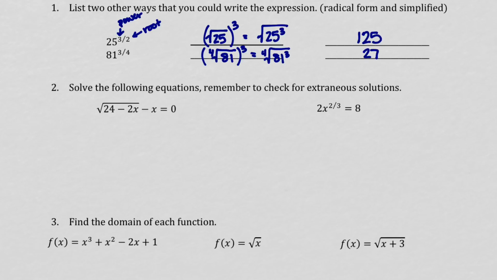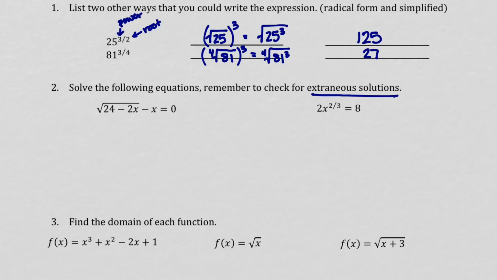Okay. So for number 2, it wants us to solve the following equation, and we need to check for those extraneous solutions. So for the solutions that we mathematically get, but they don't actually work in the problem. So we're going to start with number 2. To be able to get rid of that radical so we can solve for x, we have to first get the radical by itself on the left side.